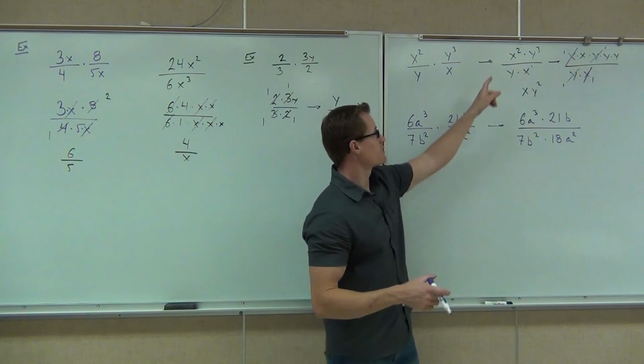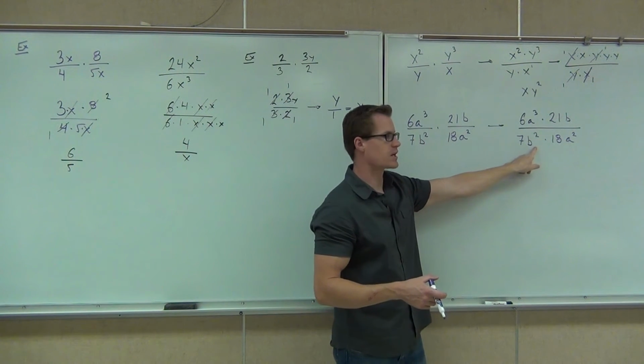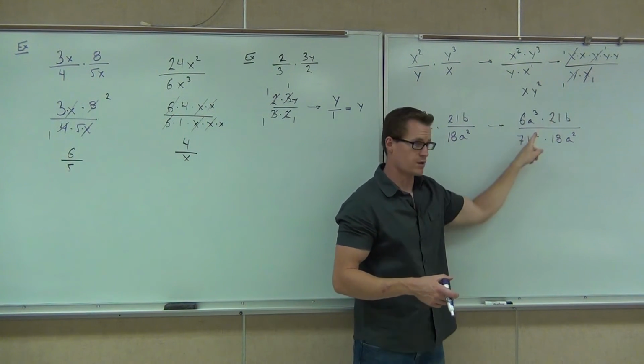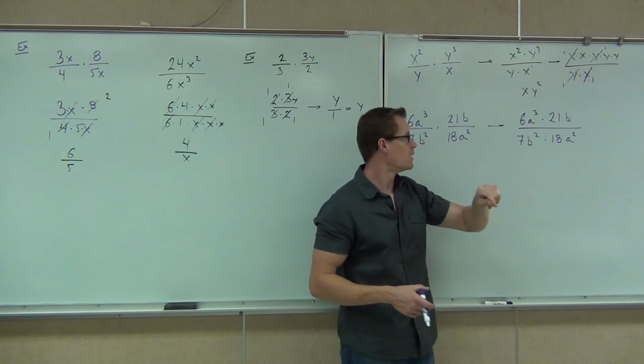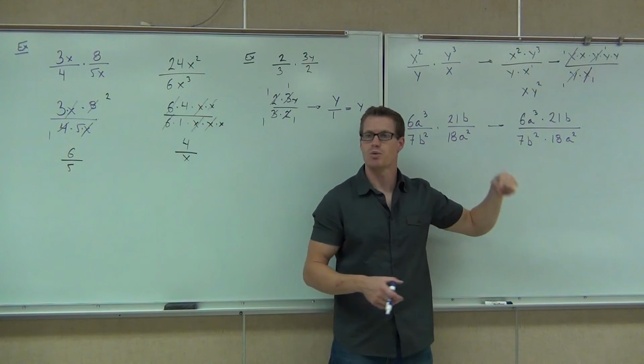Now, if you like the method going directly from here to here, you could do that. You have a b to the first power and a b to the second power. We're going to simplify one of those b's, so there's going to be one b remaining. We have an a to the third power and a to the second power. We're going to simplify two of those a's, so there's going to be one a remaining.